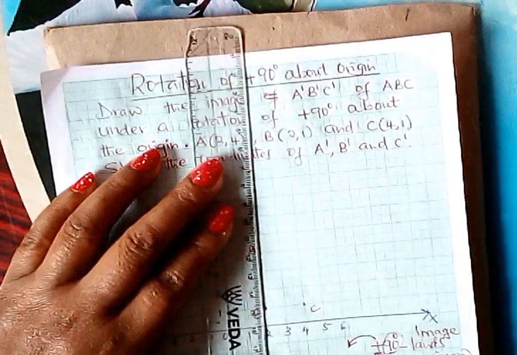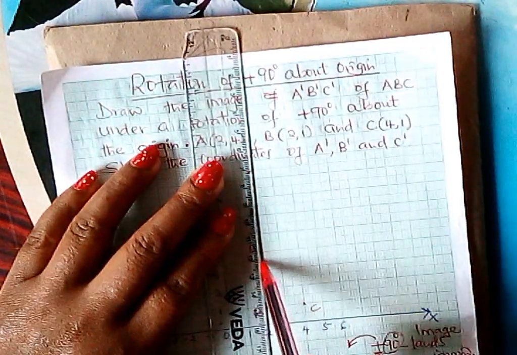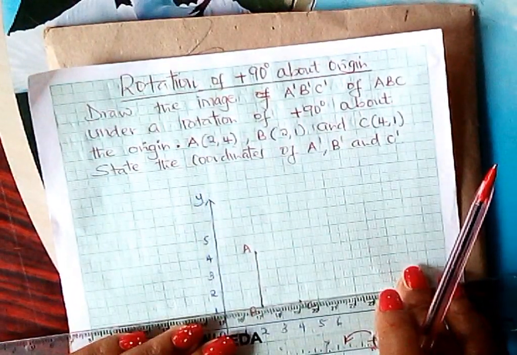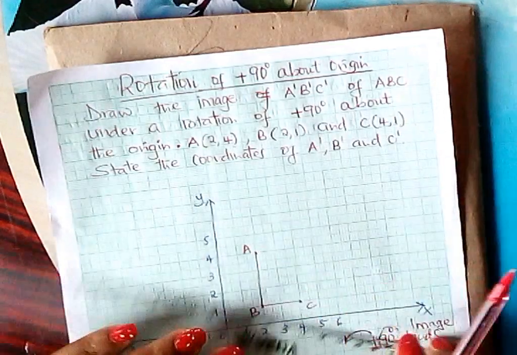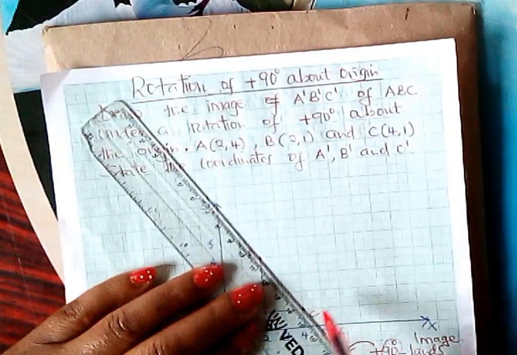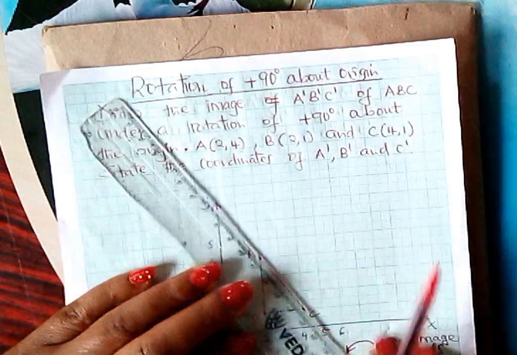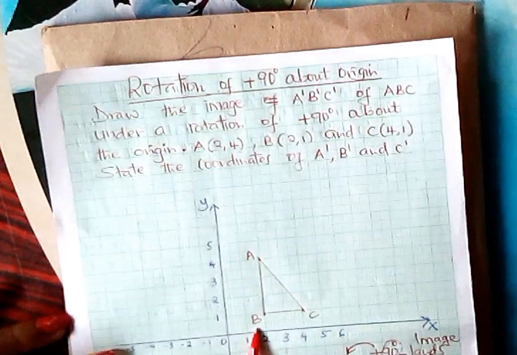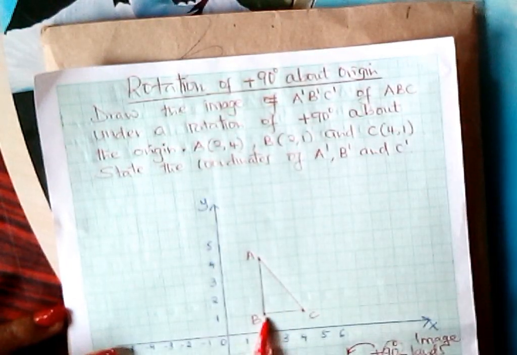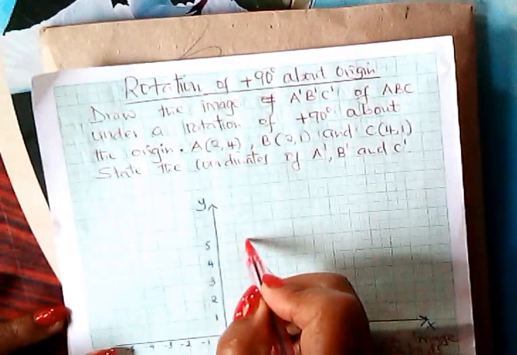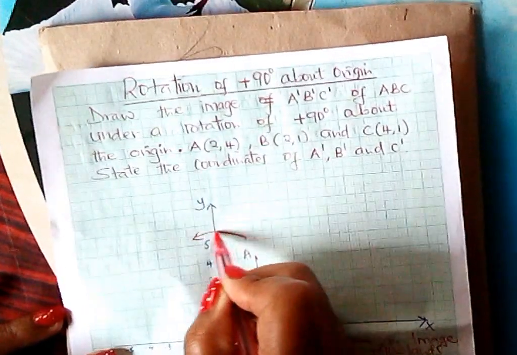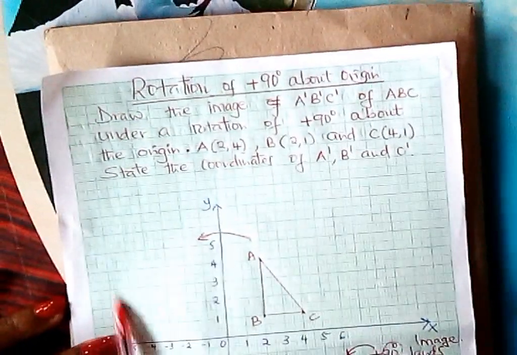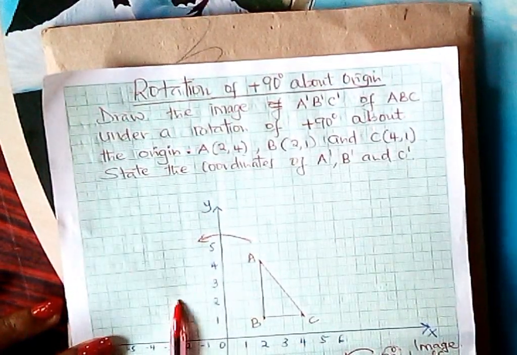So you come and join the points A to B. Go to B. You join it to C. There we are. And finally, C to A. So that is our object, learner. So we now need to rotate it, to give it a positive 90 degrees rotation about the origin. So it will move this way, anti-clockwise direction. Adjust to the next quadrant, to this quadrant here, the immediate quadrant.